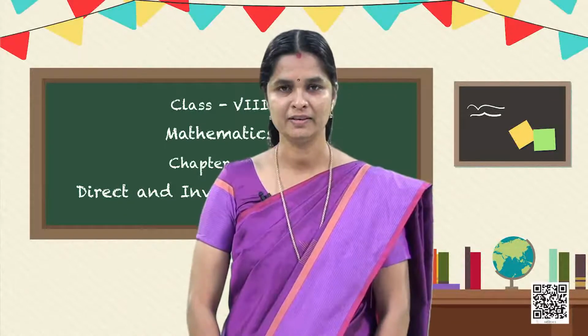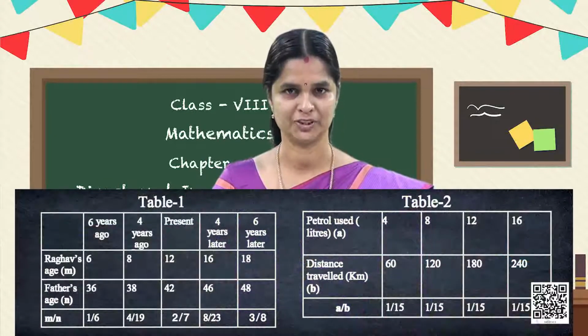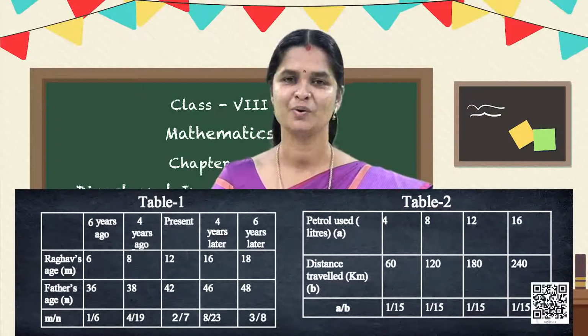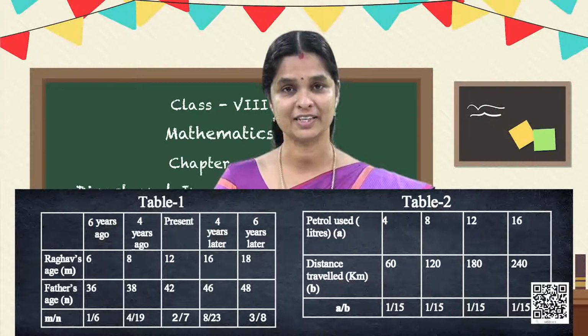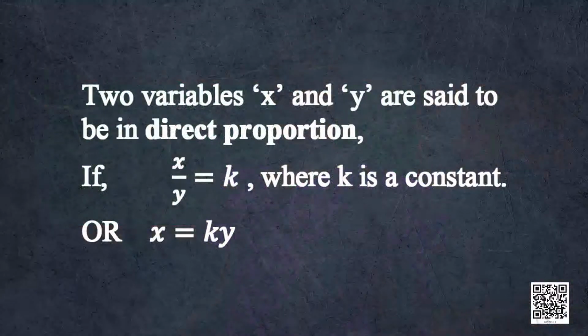Now, can you tell me when we can say that two quantities are in direct proportion? Very good, you got it right. When the ratio of their corresponding values are equal. So, in general, two variables x and y are said to be in direct proportion if x by y is equal to k, where k is a constant, or x is equal to ky.